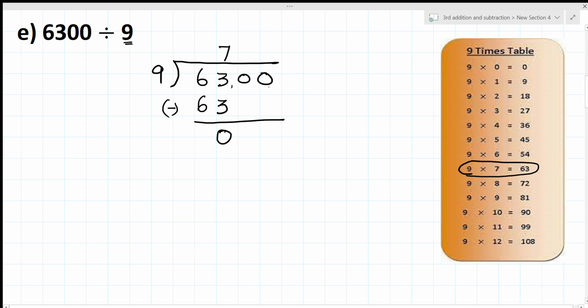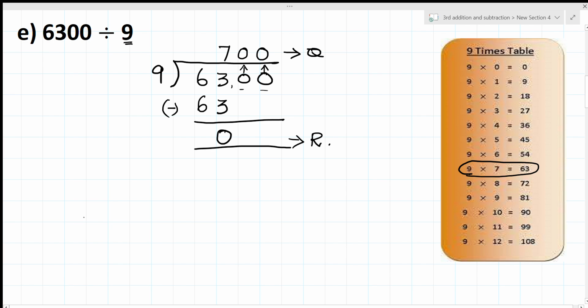Now look at the dividend children. We have only 0. In this case, we can write the zeros directly to the quotient. Listen children, when you have only 0 in the dividend, you can write it in the quotient. You can copy the zeros in the quotient. Now the quotient is 700 and the remainder is 0. You can copy down the zeros in the quotient only when you have 0 in the dividend.